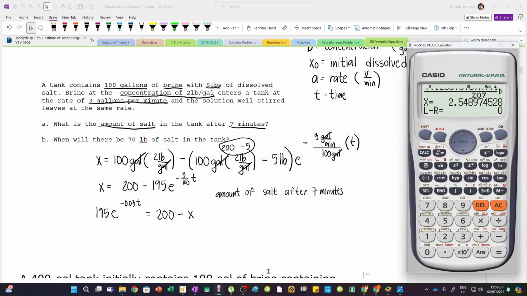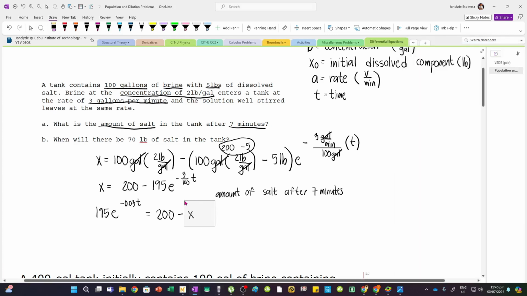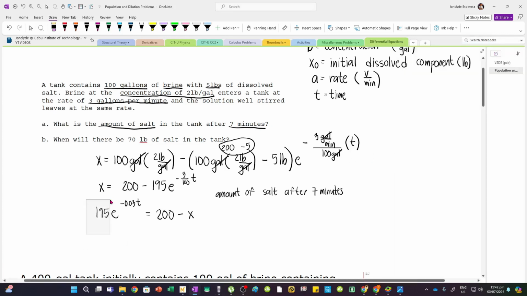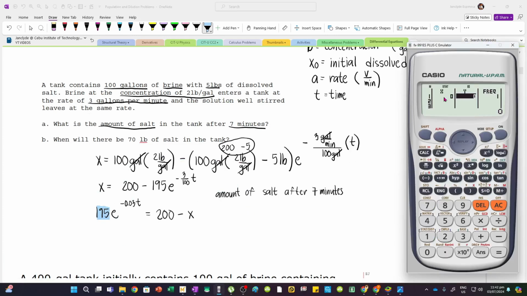And so we have here mode and then go to stat and then press 5. So press 5 and then we're gonna input the x values and the y values. Now disregard frequency. And so your first input value will be at time equals 0. At time equals 0, what is the value of 200 minus x? Now when x is 0, what are we gonna input for y? For y, you only have to input this expression. So we have here, at time equals 0, y is 195.